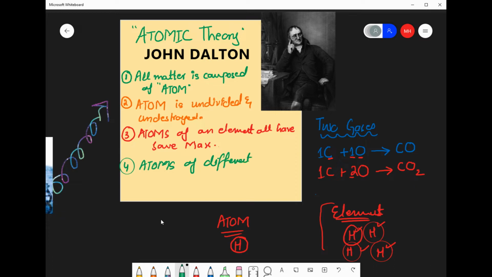Okay, so atoms of different elements. Can you see how obvious these things are? Atoms of different elements have different mass. So this was the statement. Now the fifth one. There is a fifth statement.